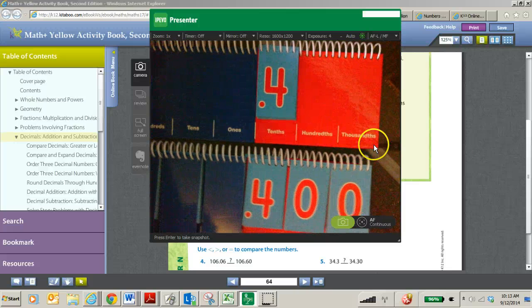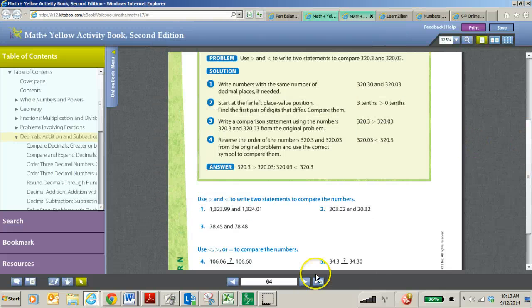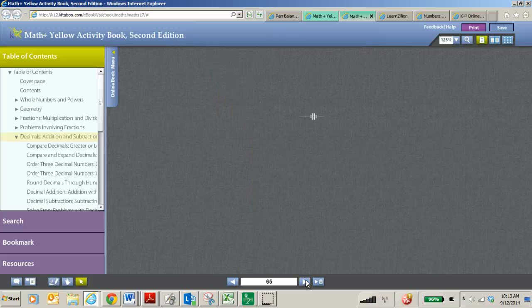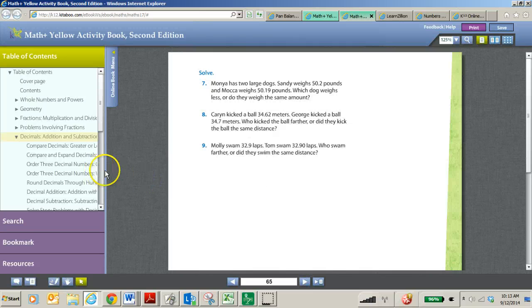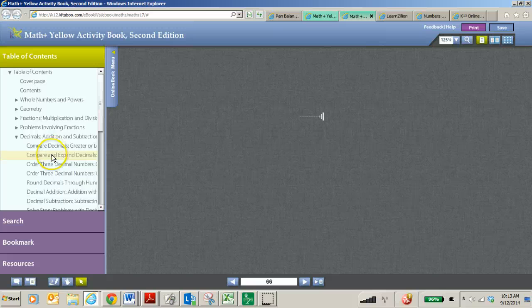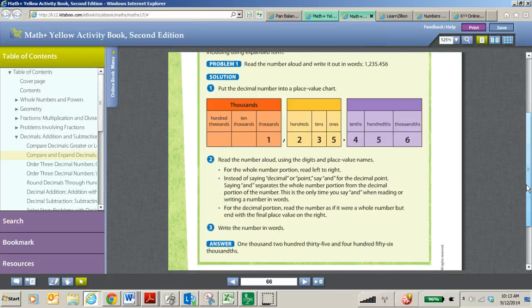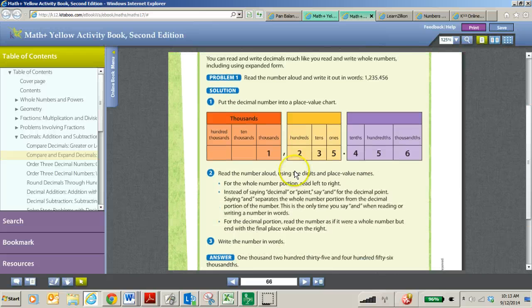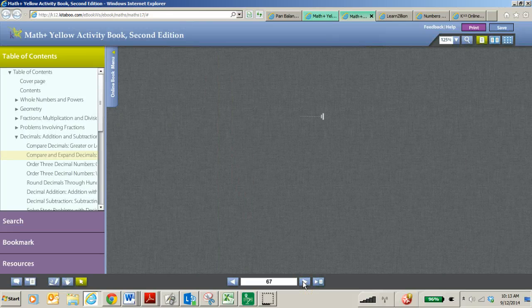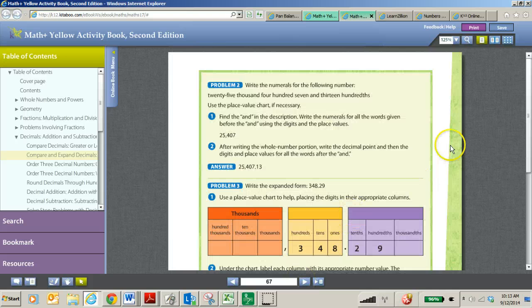So let's head back to the OLS and see what's after comparing decimals. We are going to get into expanding. You can see compare and expand decimals, and that is where it gets a little tricky for students sometimes because the terminology is just a little bit different. Again, I would print out place value charts and use some of these same models that they're using in the OLS, and I would have your child write these in their math journal.